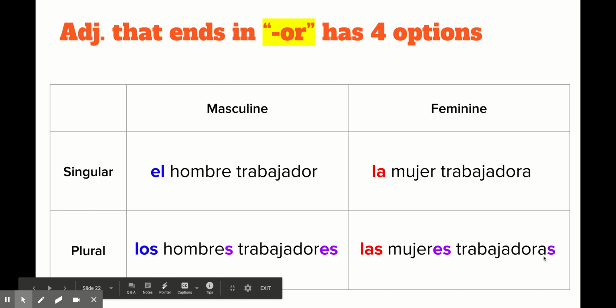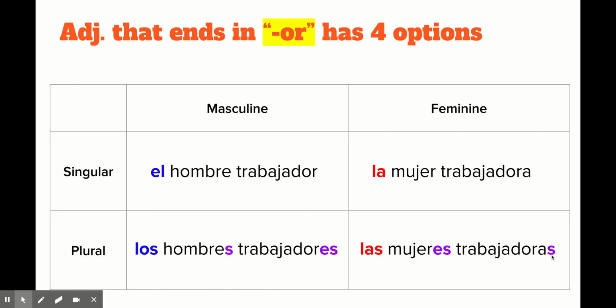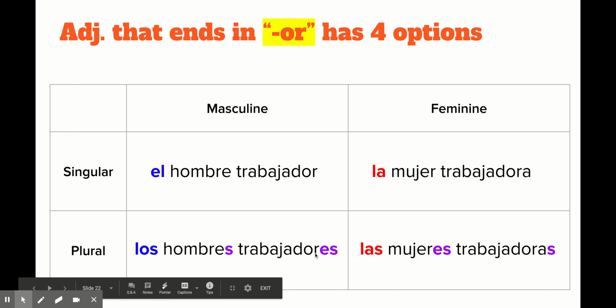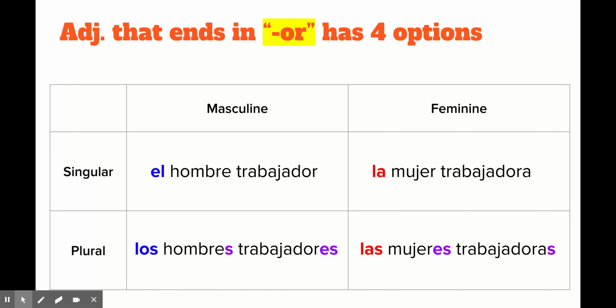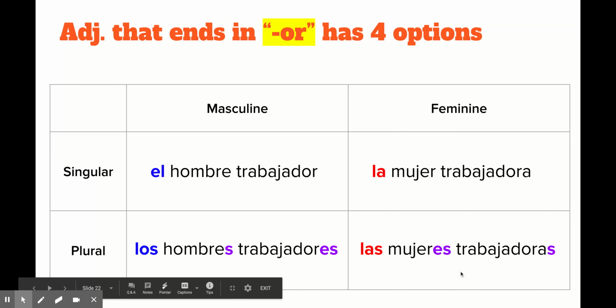Because this ends with a vowel, we just add an S, right? We can just add an S. This one we need to add an ES because R is a consonant, but this one we can just add an S because it is a vowel, the letter A. Las mujeres trabajadoras, the hardworking women.